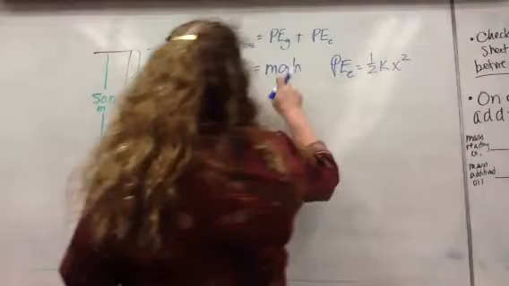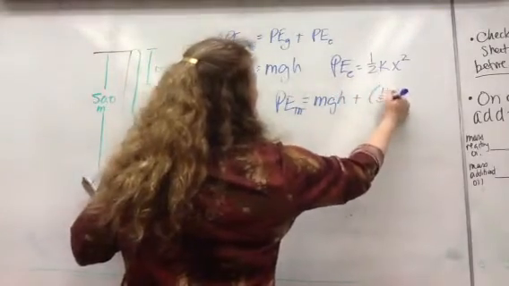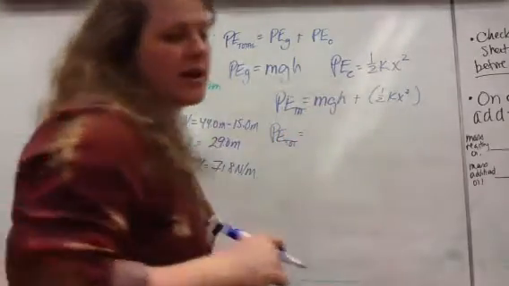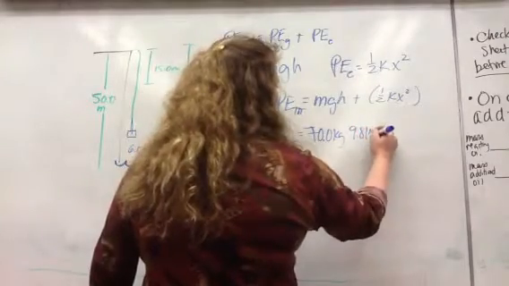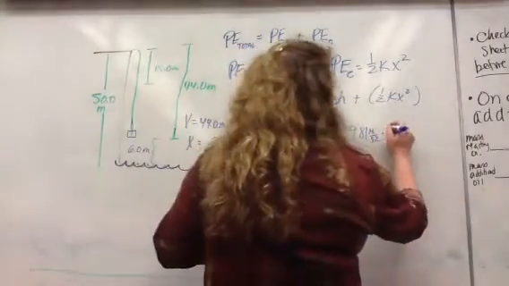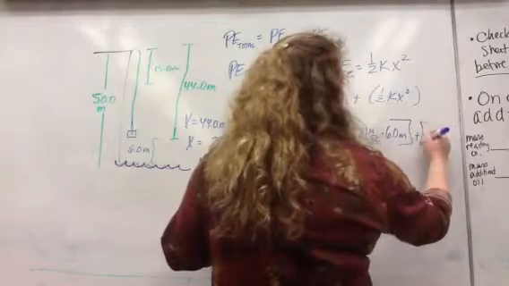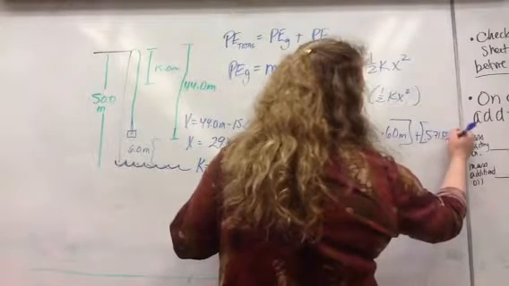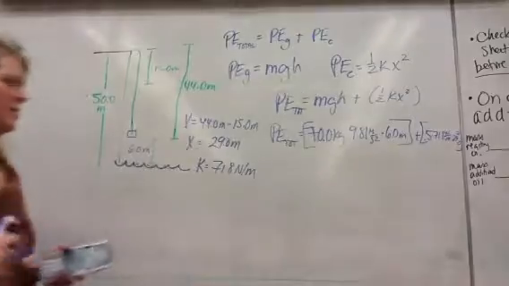Okay. So potential energy total is given by MGH plus 1/2 kx squared. PE total equals his mass, 70.0 kilograms, times 9.81 meters per second squared, times his elevation above our zero point, 6 meters, and 0.5 times 71.8 newtons per meter times 29.0 squared. Terrible crowding there. Sorry about that.